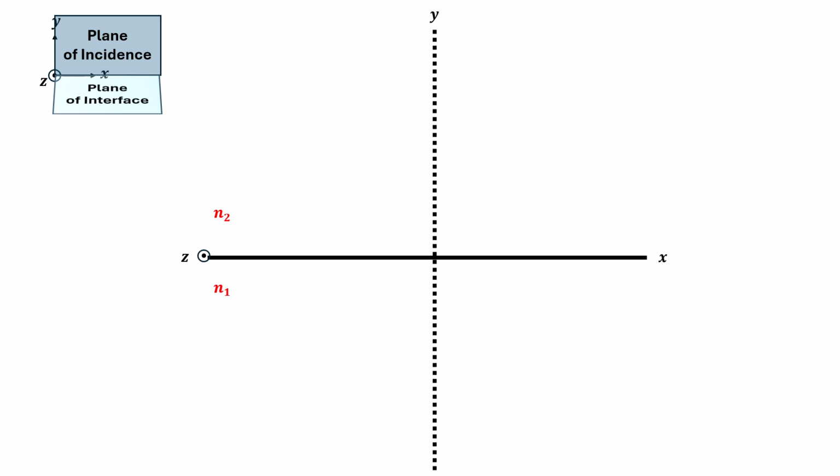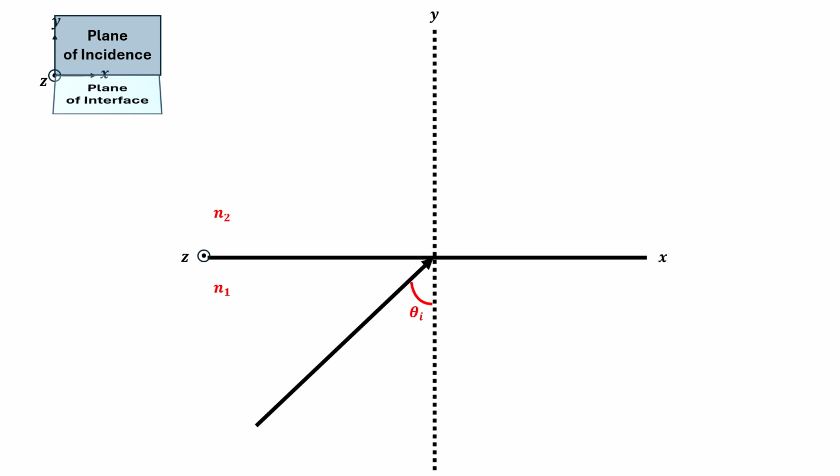And the XZ plane is the interface of the two mediums, and it's where we're going to define the boundary conditions for our problem. So we're going to assume that we have an electromagnetic wave that is incident on the interface here, making an angle theta i.